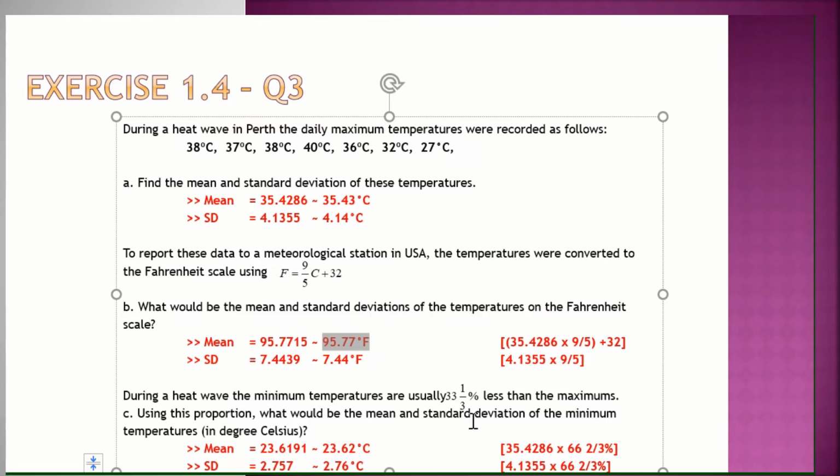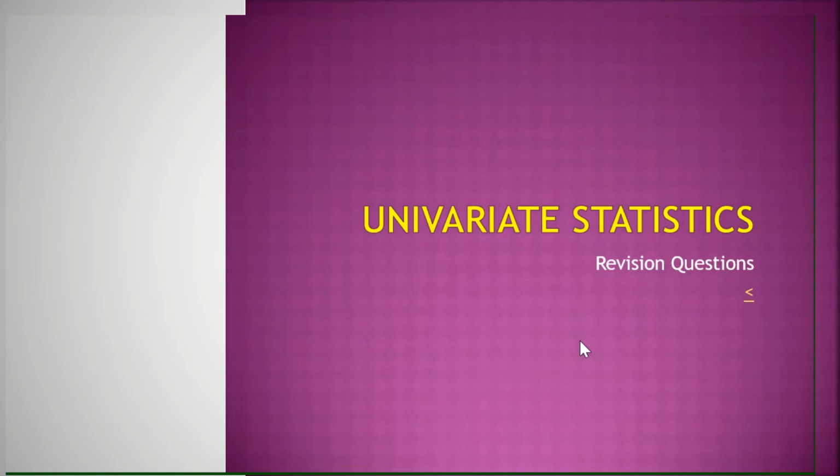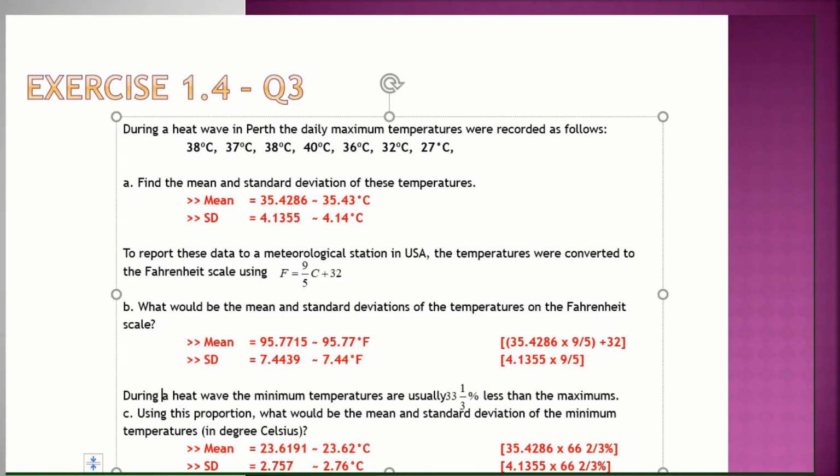Common mistake within students. What's the standard deviation? They will put this value inside the formula again. Why is it wrong? Standard deviation cannot plus 32. Only can times 9/5. Understand, huh? Okay. Alright, the next one.